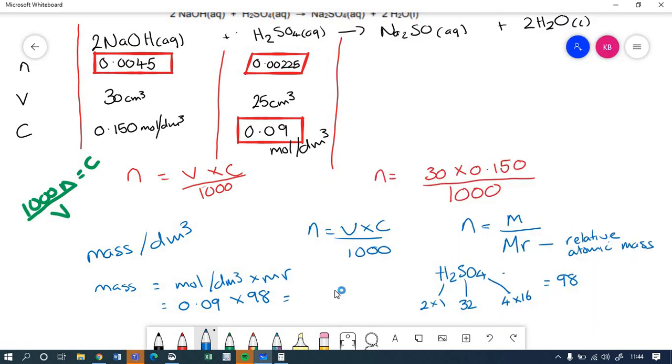So what that actually means is, remember earlier on, oh, that was a bit unusual, that was a bit weird. Okay, so it's 8.82 grams.